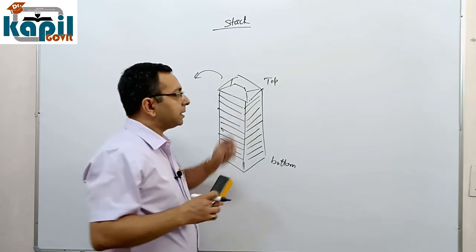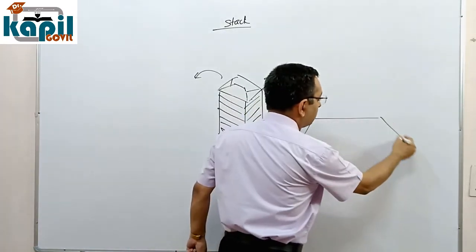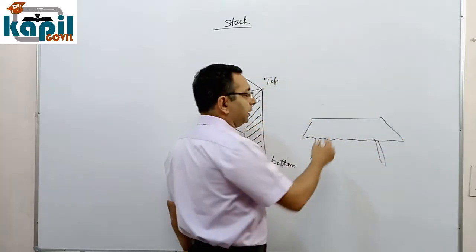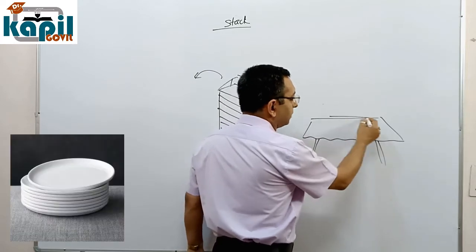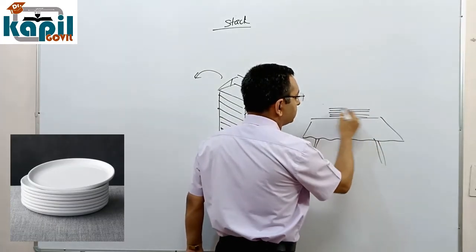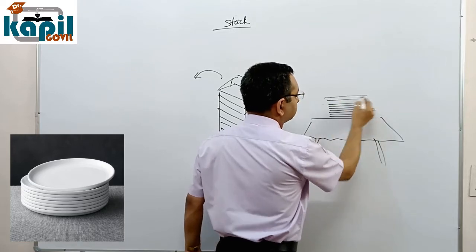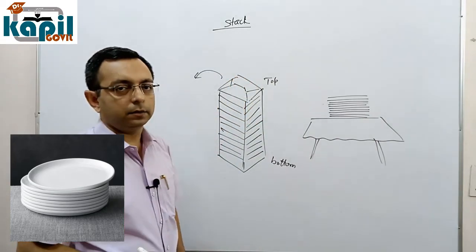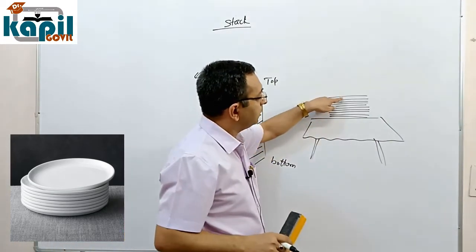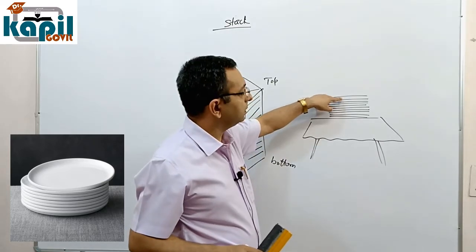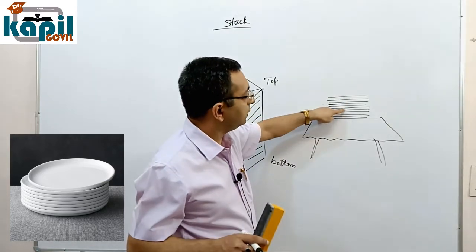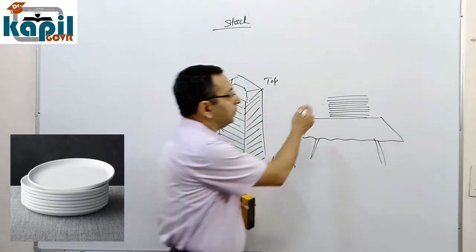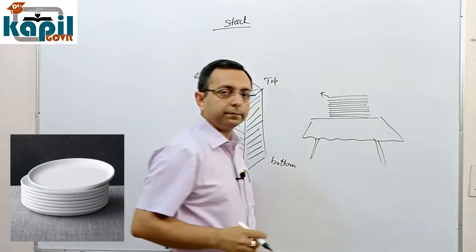Example number 1. Example number 2. Suppose you are going to a birthday party or marriage party, and there is a table with dinner plates on it, and you have to take one plate. You will take this plate from the top. You will not take any plate from the middle, and you will not pull the last plate. You will pull the plate from this side.